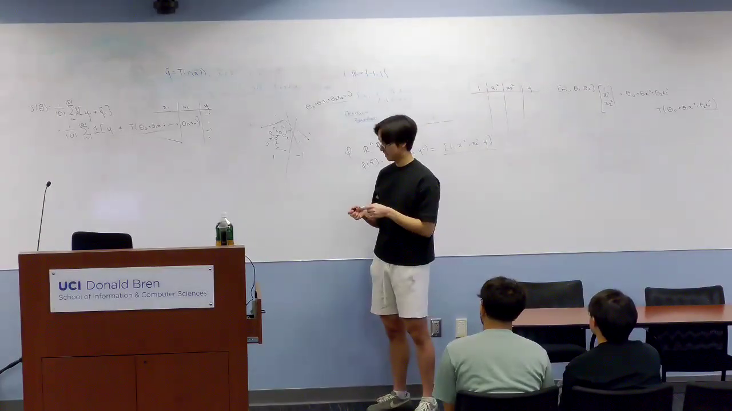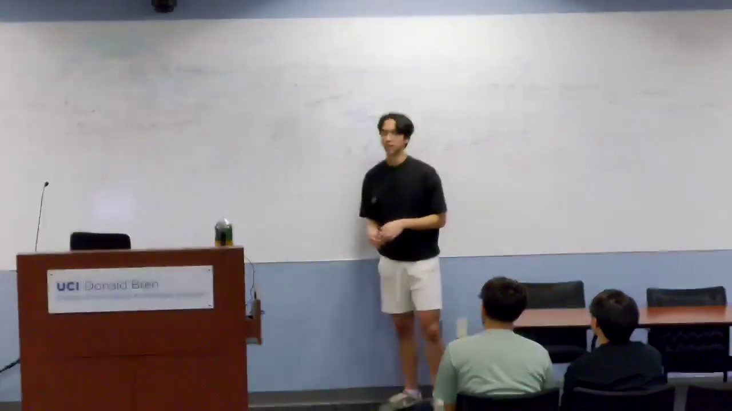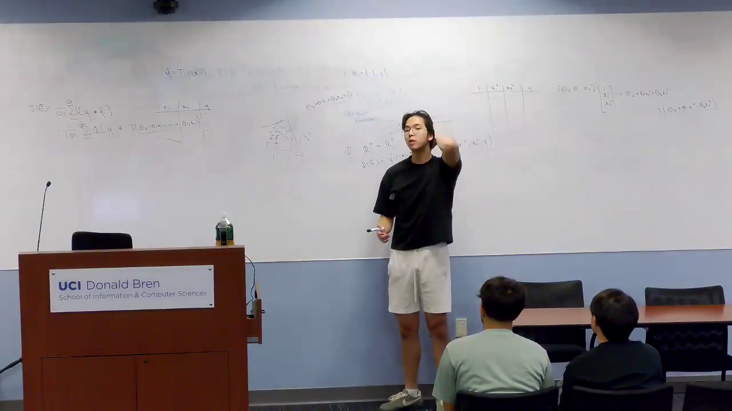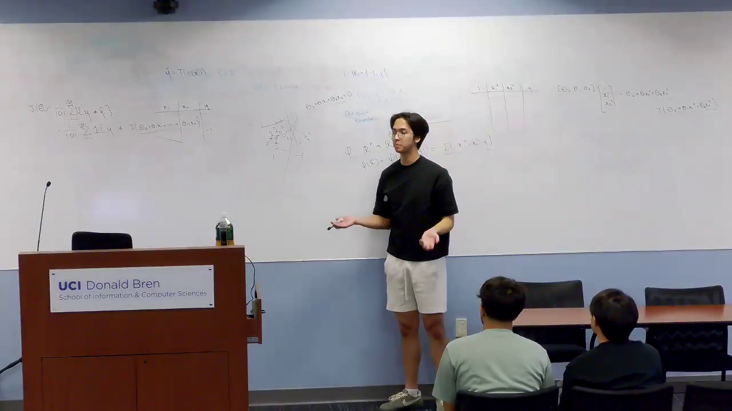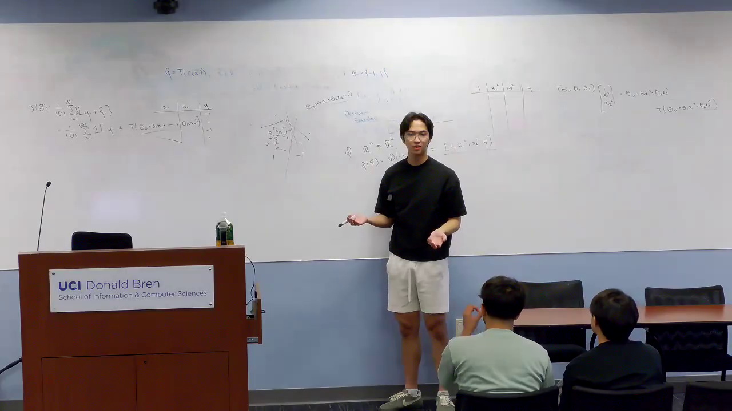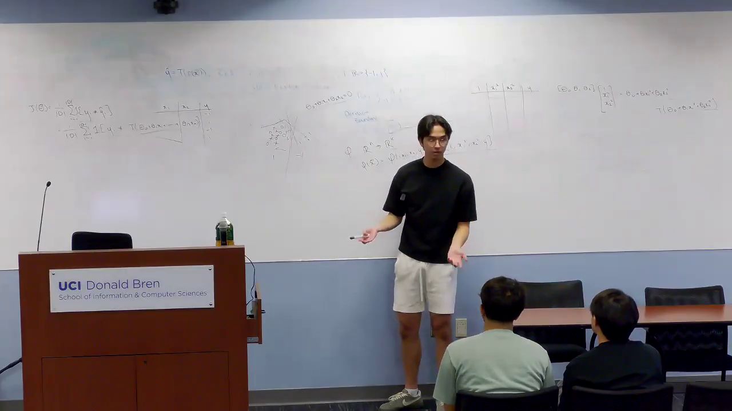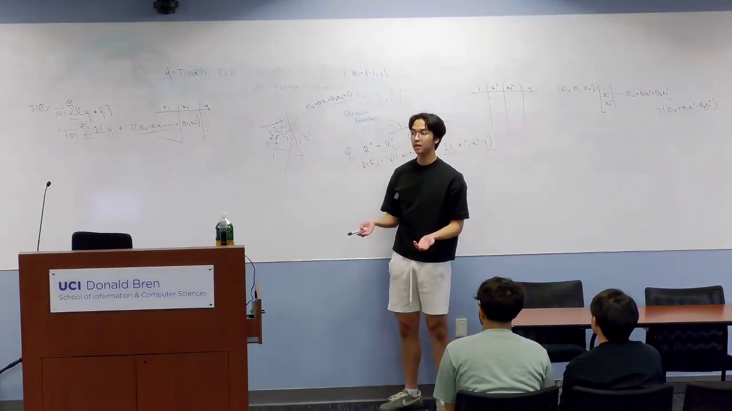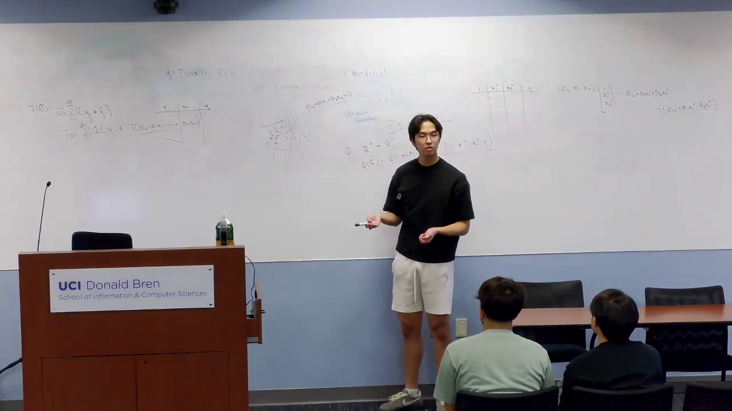So our cost function is piecewise constant. What's the gradient of a piecewise constant function? Zero almost everywhere, except where the cost changes.